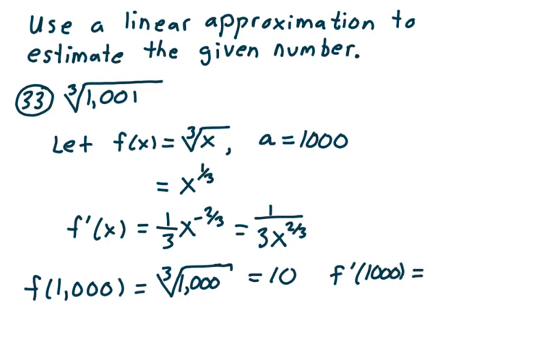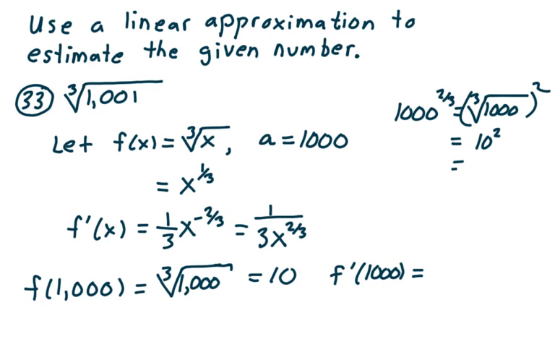well, here, let's come up here. If I take 1,000 to the 2/3, this is the cube root of 1,000 raised to the second. But that's 10 to the second, which is 100. And if I take 100 and multiply by 3, I get 300. So this is 1/300.